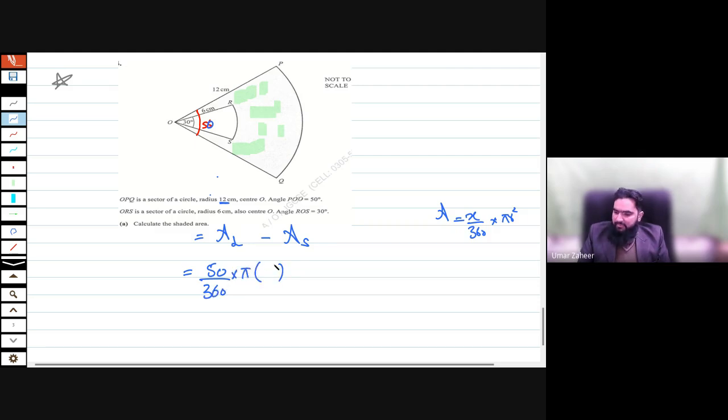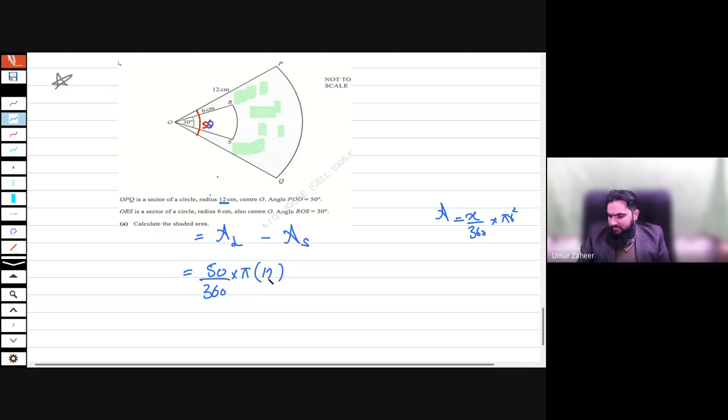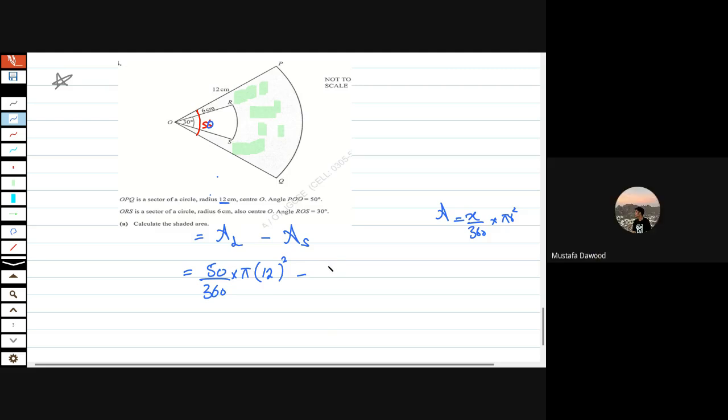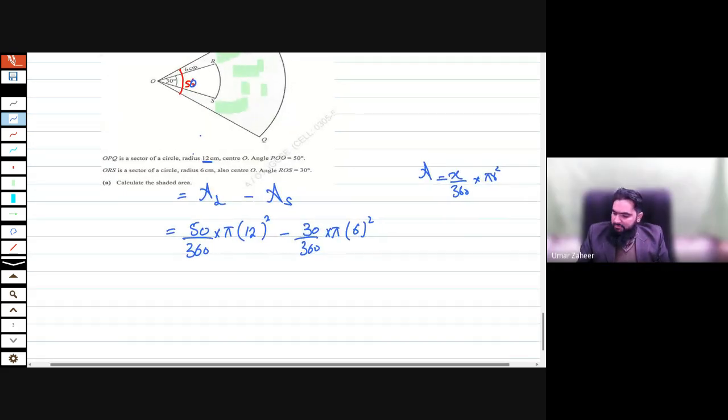What is the radius of the larger circle? It's 12 centimeter. Minus the smaller sector. Mustafa, what is the angle of the smaller sector? Sir, 30 degrees. 30 divided by 360 into pi into 6 square. Yes, 6 square. Please find the value.